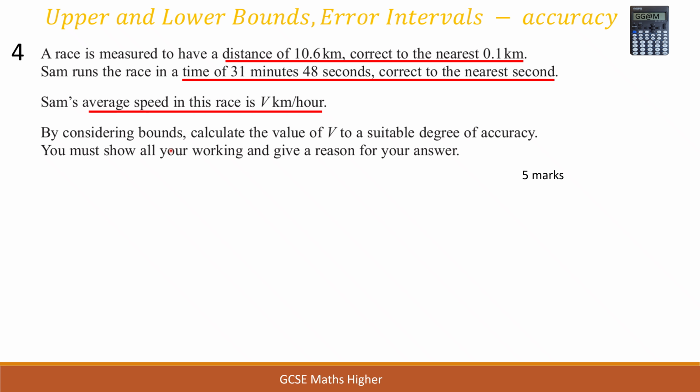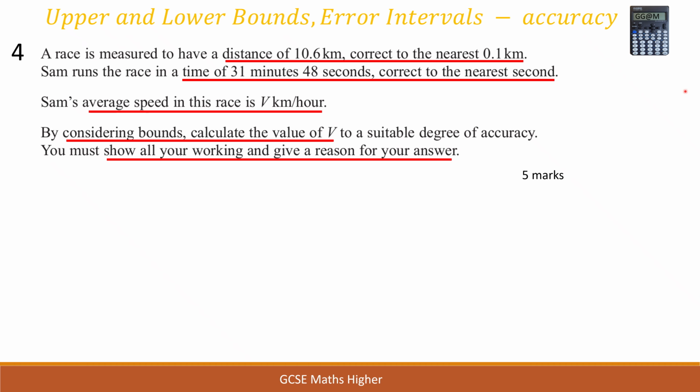Consider your bounds. Okay, calculate the value of V correct to a suitable degree of accuracy. You must show your working and give a reason for the answer for 5 marks. So make sure you know how to do this question. There's a lot to do. Press pause, have a go at working out the answer, and then press play to hear the mark scheme or to see the mark scheme.